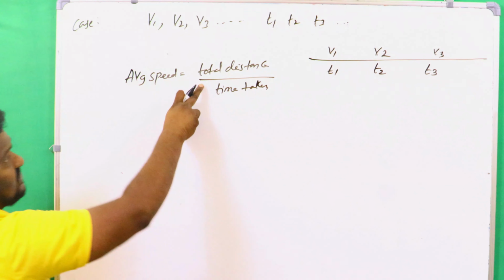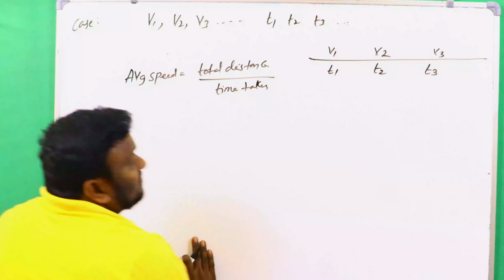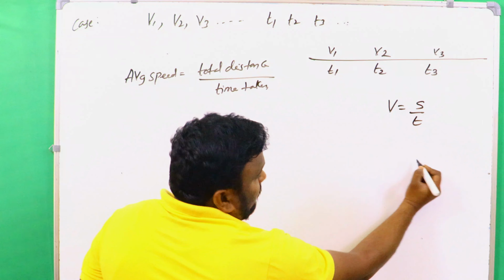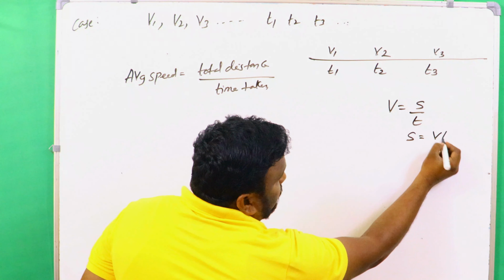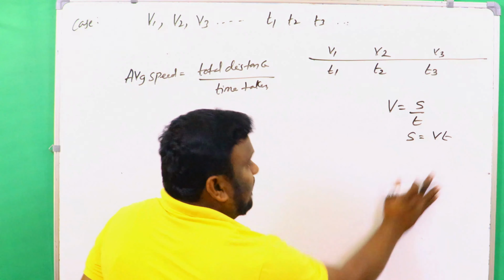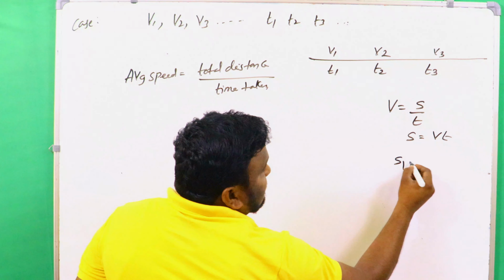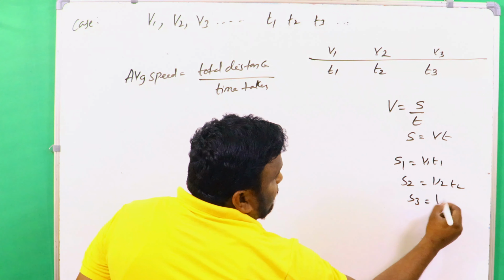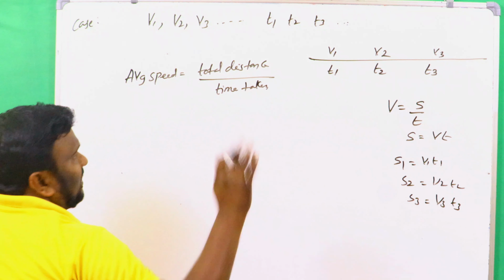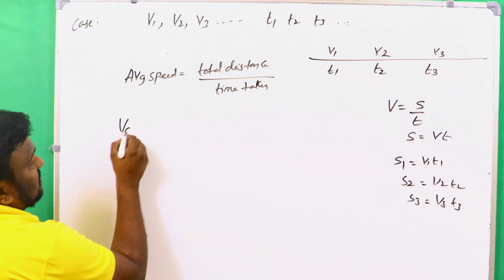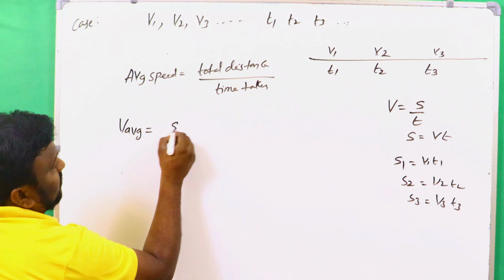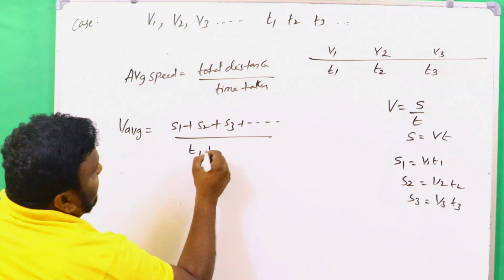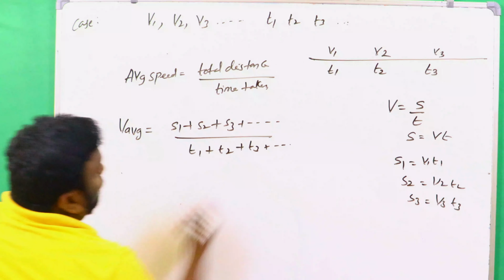Now, it was not mentioned any S1, S2, S3 like that. Then how can we write? Again, we have to use the formula: speed is equal to distance by time. From that, S is equal to V into T. So we write S1 means V1 T1 and S2 means V2 T2 and S3 means V3 T3 and so on. That's why here we write average speed is equal to S1 plus S2 plus S3 and so on by T1 plus T2 plus T3 and so on.